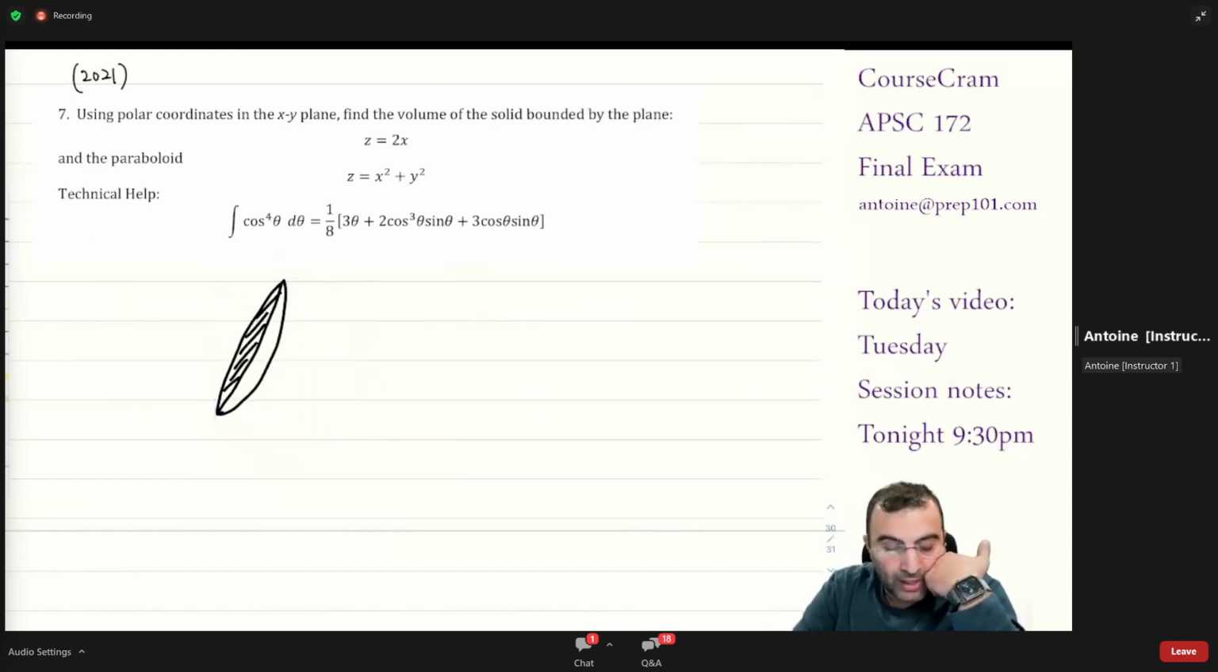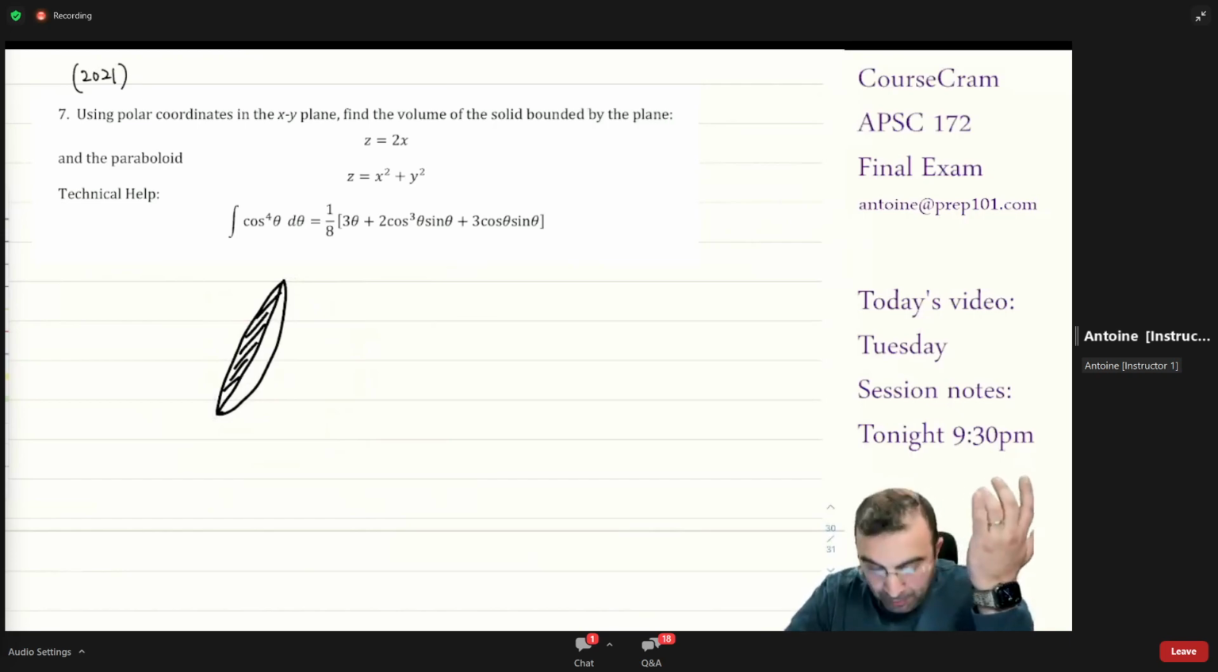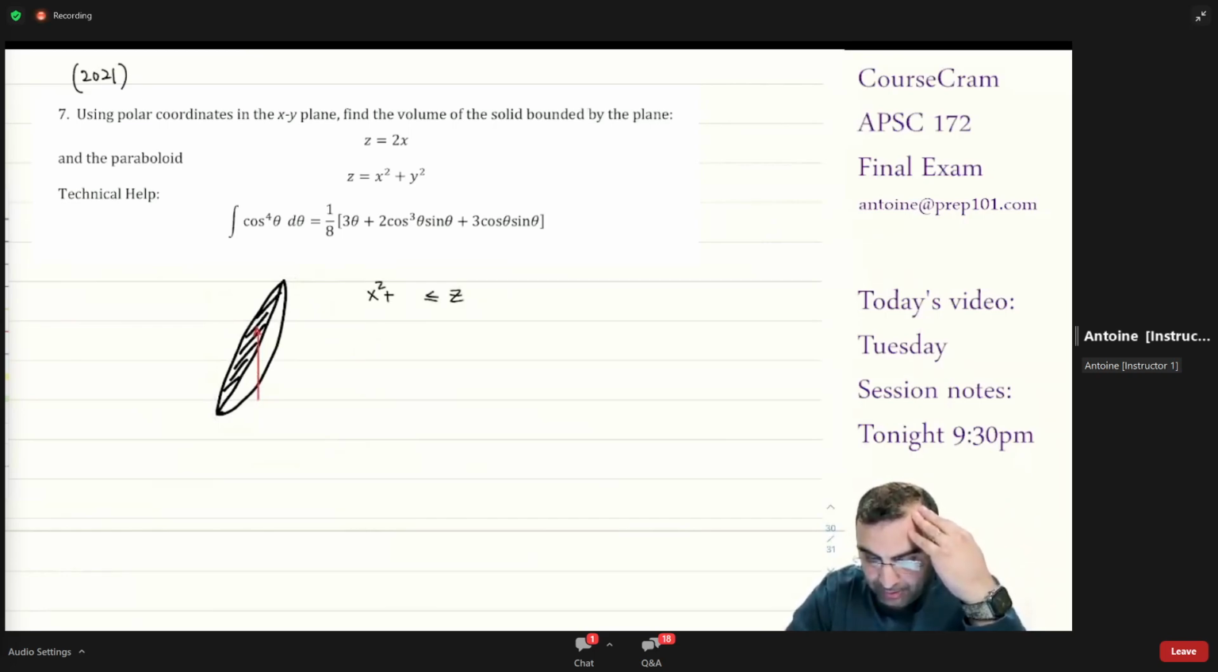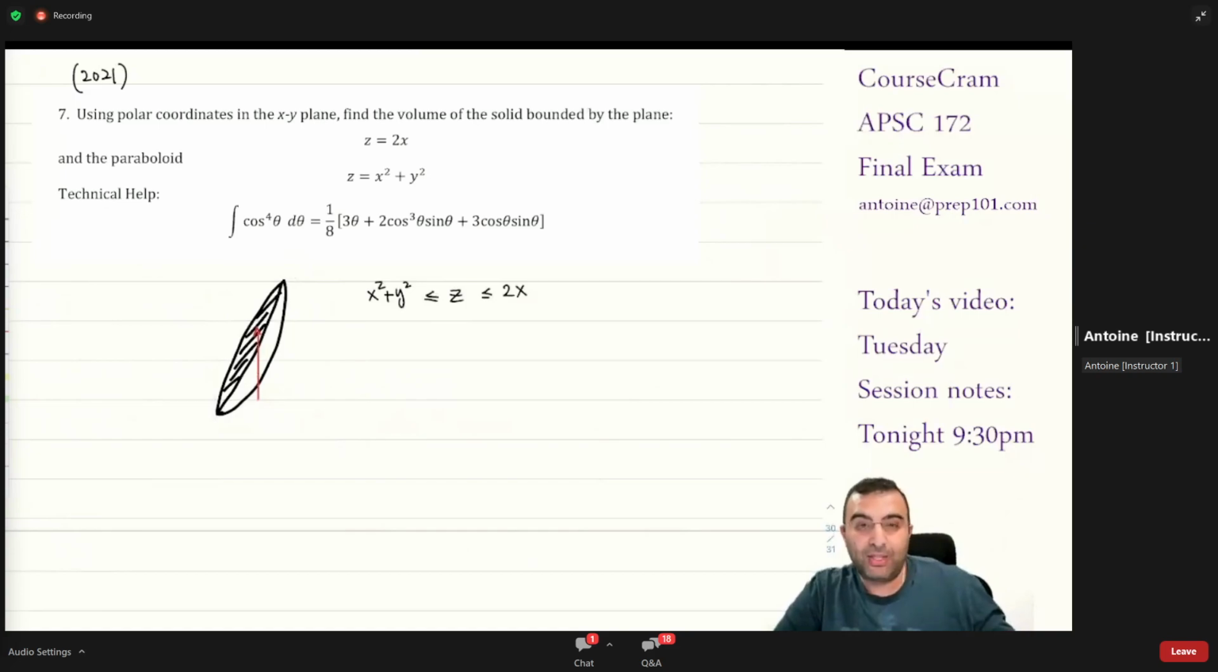So why am I doing this? Because it's pretty clear now what the range for z is. z is going to go from x squared plus y squared until 2x. The eternal question is, what's the region over which this is happening in the xy plane? What is the region R in the xy plane?